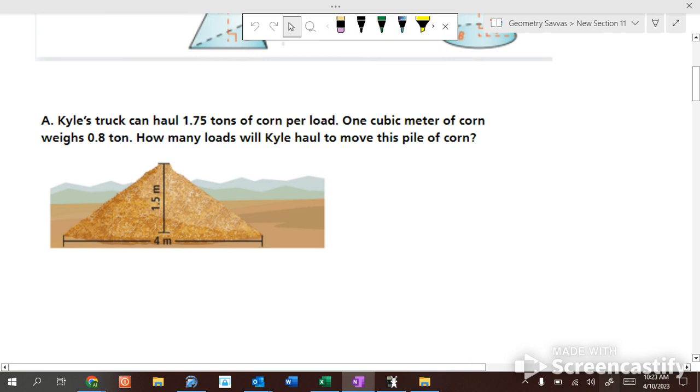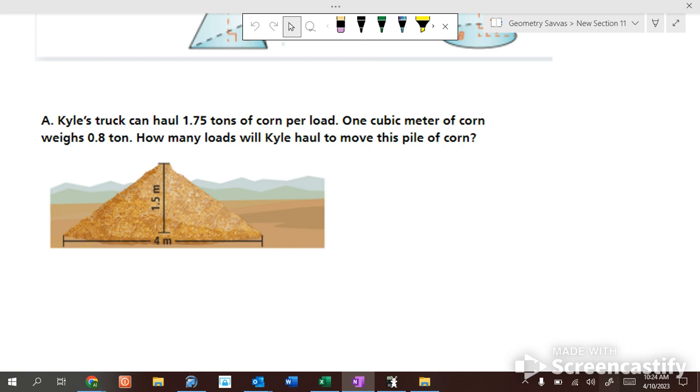Kyle's truck can haul 1.75 tons of corn per load. 1 cubic meter of corn weighs 0.8 tons. How many loads will Kyle have to haul to move this pile of corn? What shape is this corn in? Is it a pyramid or is it a cone?